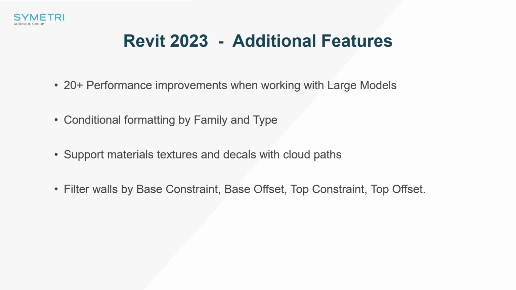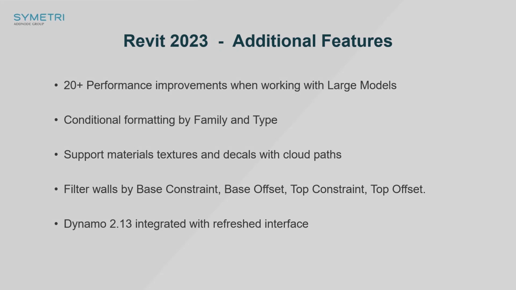We have some extra filtering options for walls, so we can look at the base or the top constraint, or base offset, top offset. Again, we can use this to get walls that are on particular levels or span between particular levels, etc. And finally, Dynamo 2.13 is integrated with a refreshed interface, so there have been quite a few changes in there. The interface is a lot cleaner and more modern, and obviously there are extra nodes, so if you're a Dynamo user, it's definitely worthwhile checking that out too.